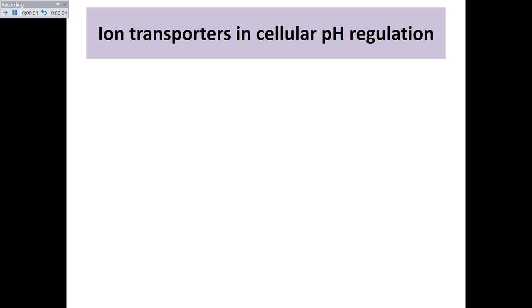Let us continue lecture 2 of session 2. What is the role of ion transporters in cellular pH regulation?